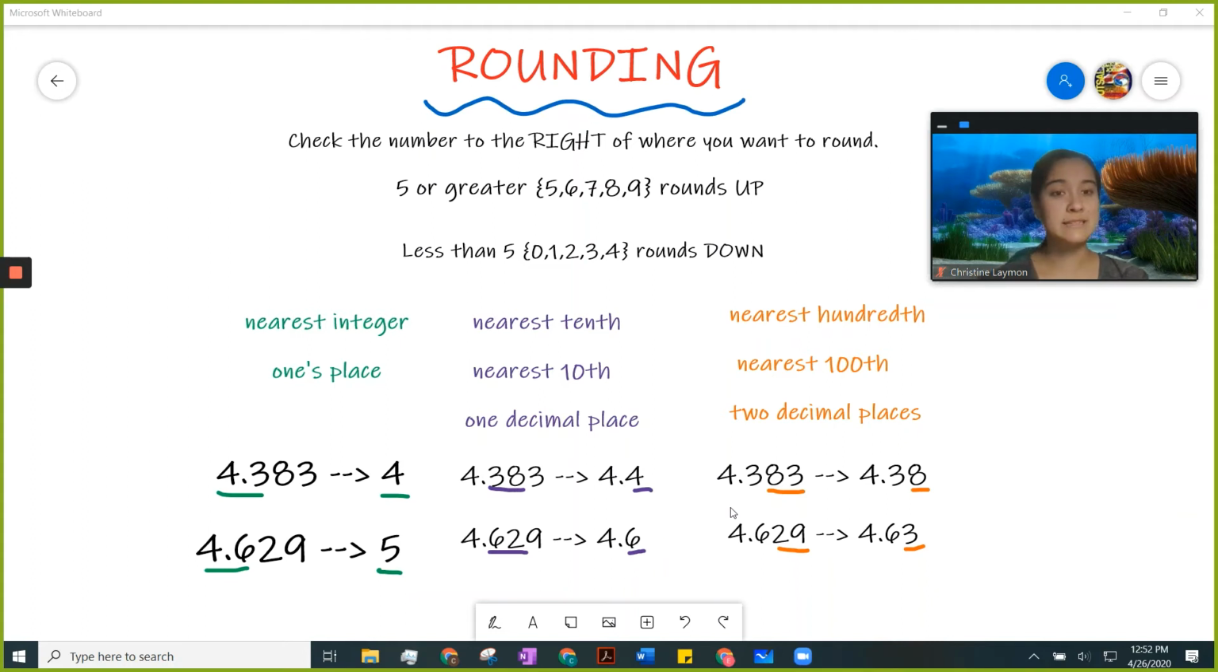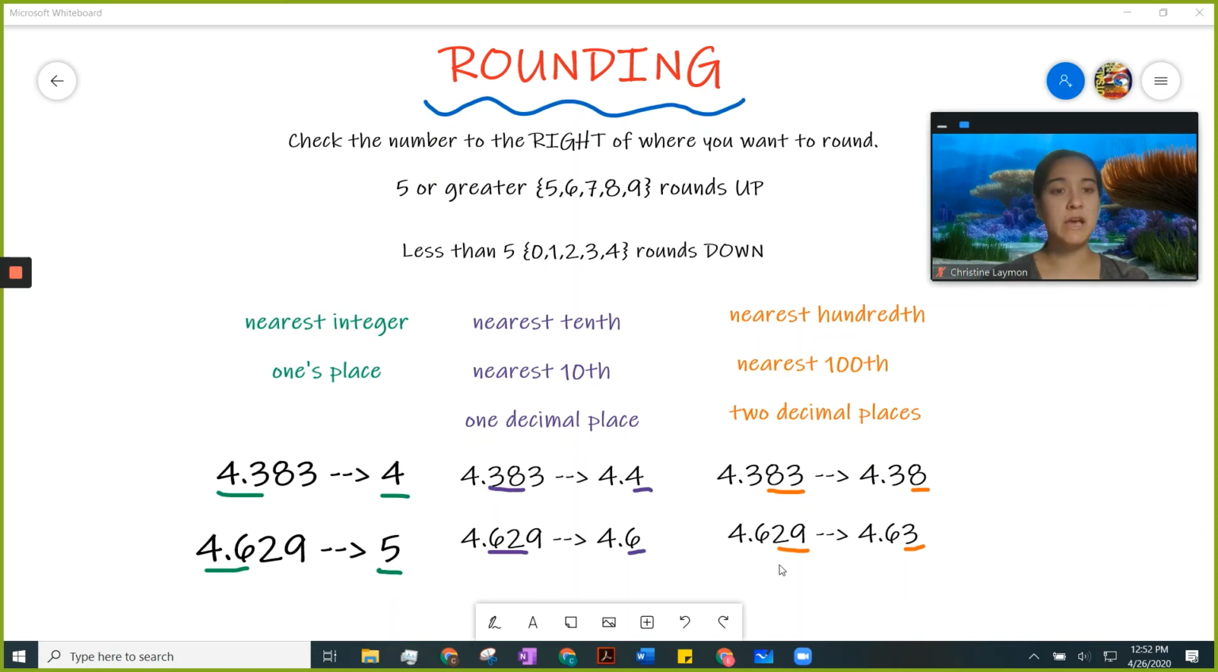This last example I have is for nearest hundredth. So hundredth, also known as 2 decimal places. And when I say decimal places, I mean that amount of places to the right of the decimal. So like the dollars and cents, it's the cents portion. So I'm still looking at 4.383. I want to figure out what's happening to my 8. I check to the right. That 3 is less than 5, so the 8 stays. I had to round down, just ending with 4.38.